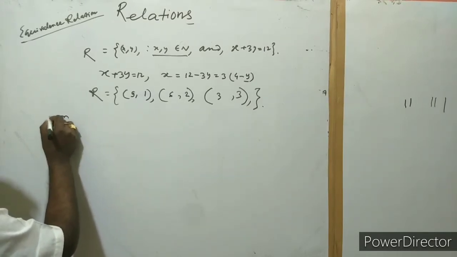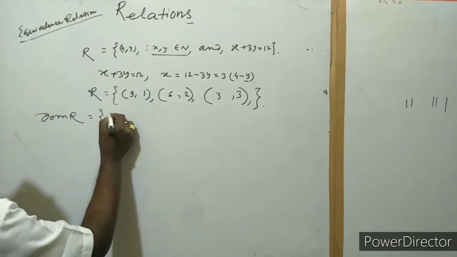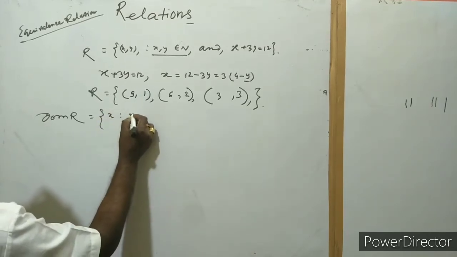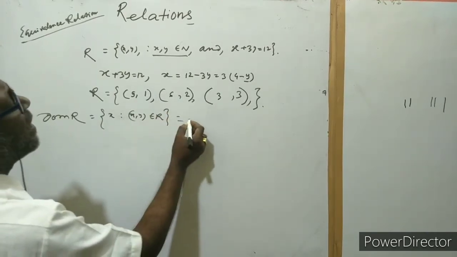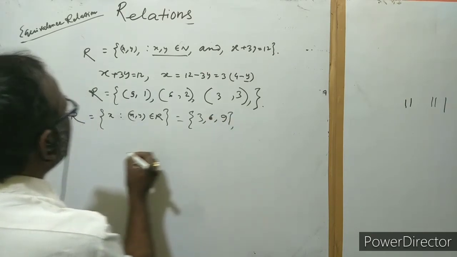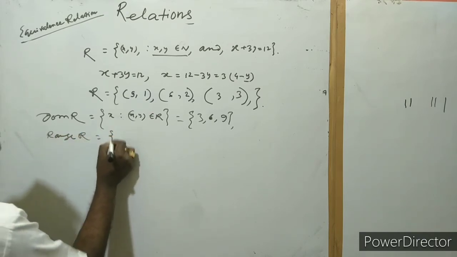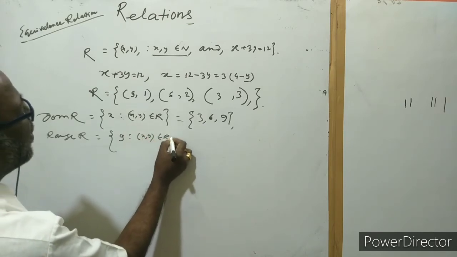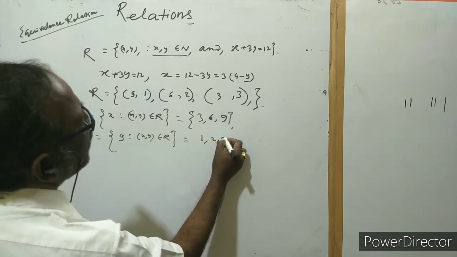Now find the domain of R in that equation. Find the domain. The domain is equal to the set of x such that x comma y belongs to R. So in that case, the domain is 3, 6 and 9 here, and the range of R is the set of y such that x comma y belongs to R. The values of y here are 1, 2, 3.